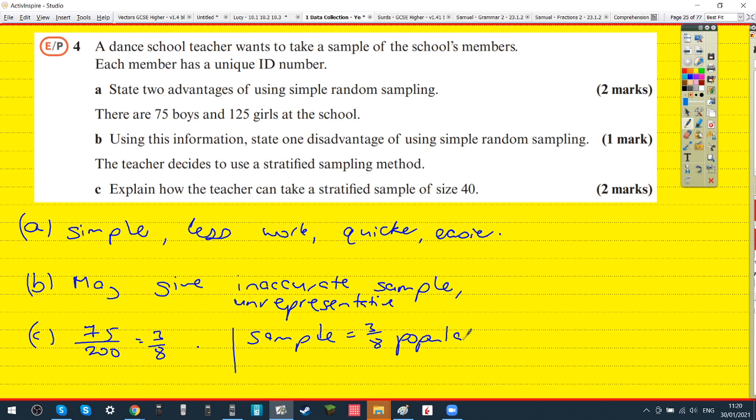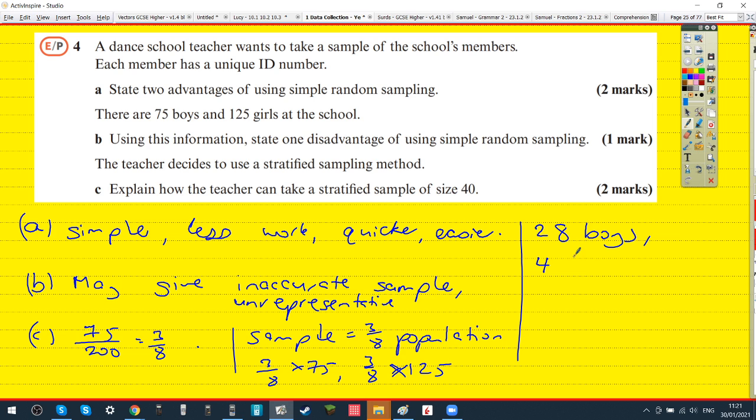So could you divide them all by 5? That would be a fifth of the population. No, I meant 75 divided by 5 is 15. So you times 3/8 by 75 and 125. Correct, we want 3/8 of the boys, 3/8 of the girls. So the boys is 28.125, or just 28. And the girls is 47.